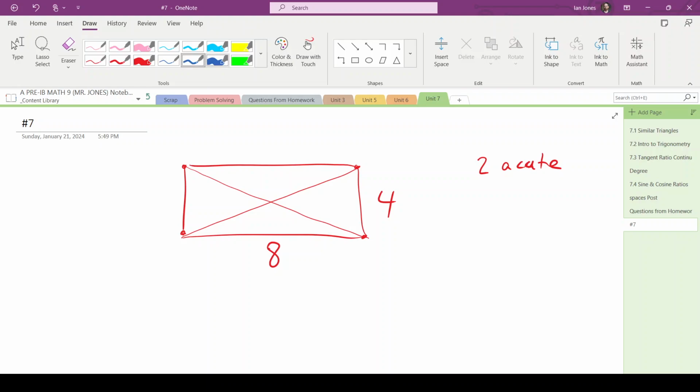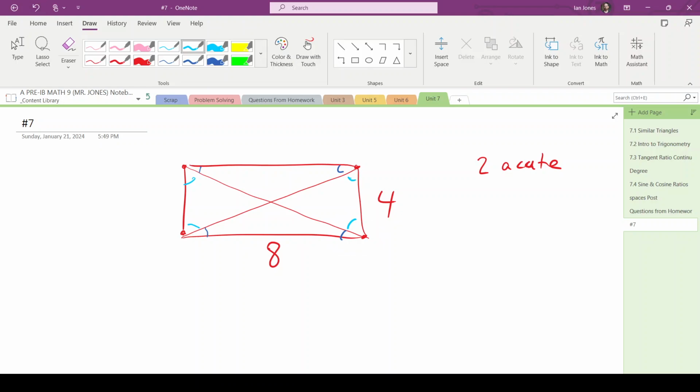So in fact, this angle equals this angle equals this angle equals this angle, and this angle equals this angle equals this angle equals this angle. So it really doesn't matter which vertex we use, we'll get the same answer. So I'm going to focus in on, let's say, the bottom right-hand corner here.